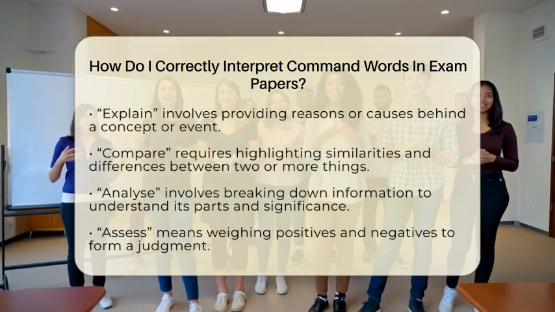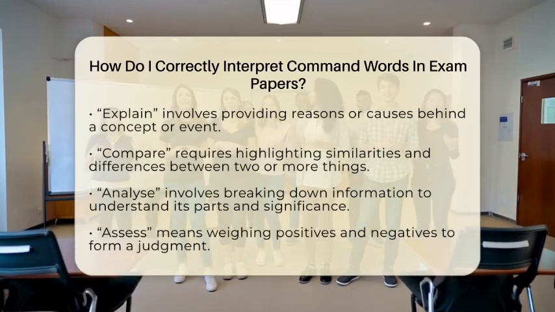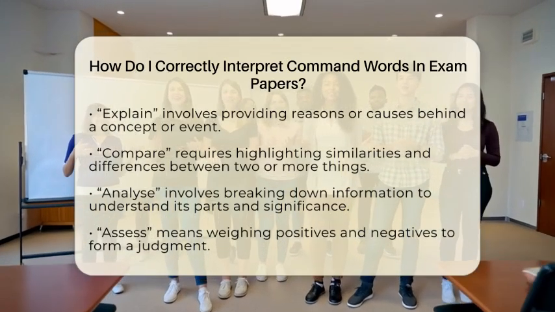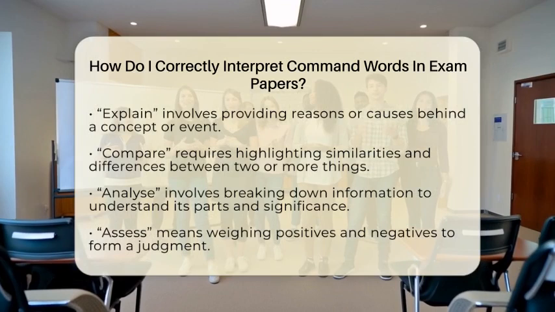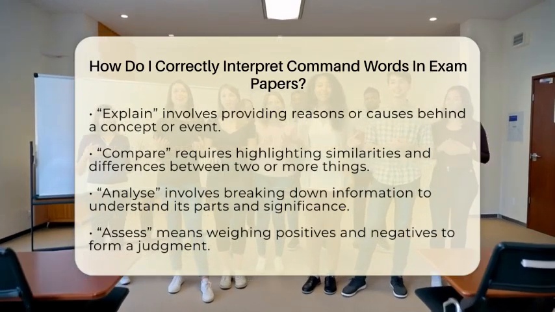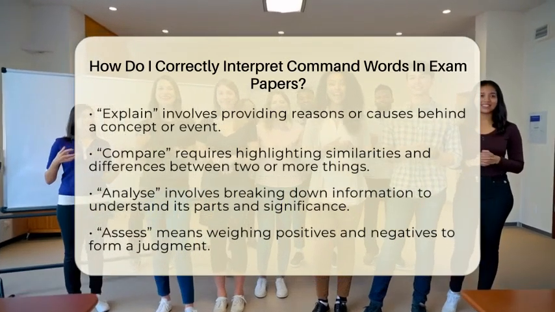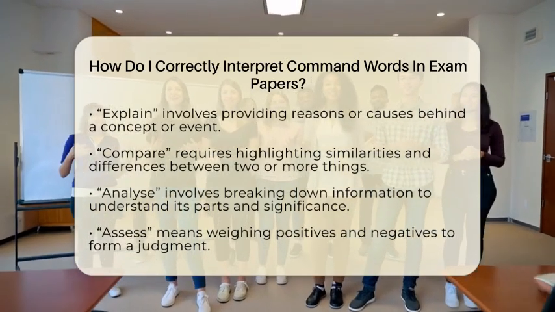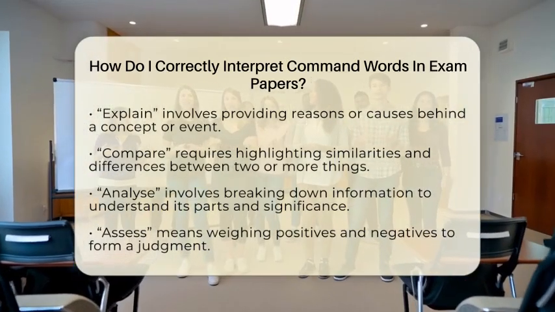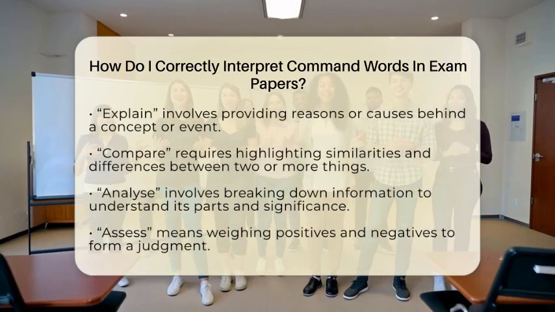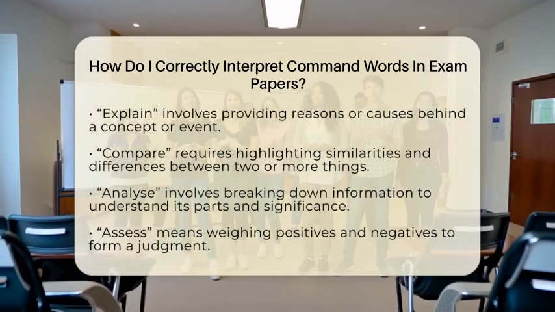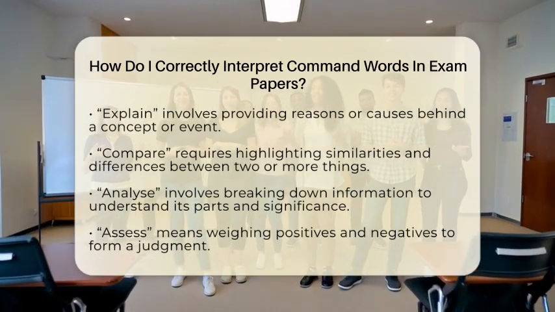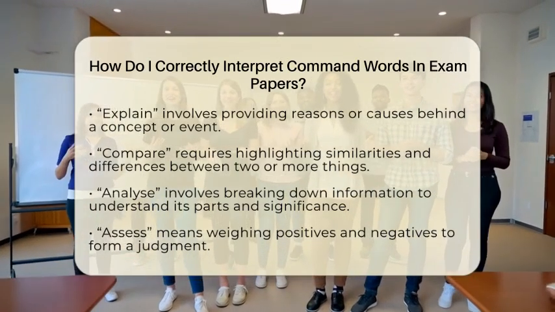When you see explain, it asks for reasons or causes. You might say, explain why the Industrial Revolution started in Britain, and include factors like resources and inventions. Compare asks you to find similarities and differences. For example, compare the political systems of the United States and the United Kingdom. Structure your answer by pointing out what's alike and what's different.